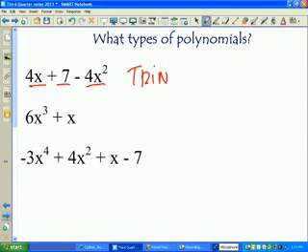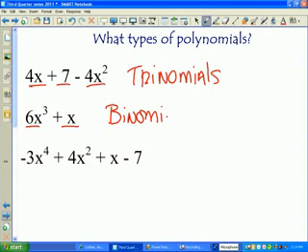So since we have 3 terms, this is called a trinomial. I know my handwriting is really bad. It's that time of year. Okay, so since we have 3 terms there, this is a trinomial. So for the next one, 6x cubed plus x, we have 2 terms. So that means this is a binomial.